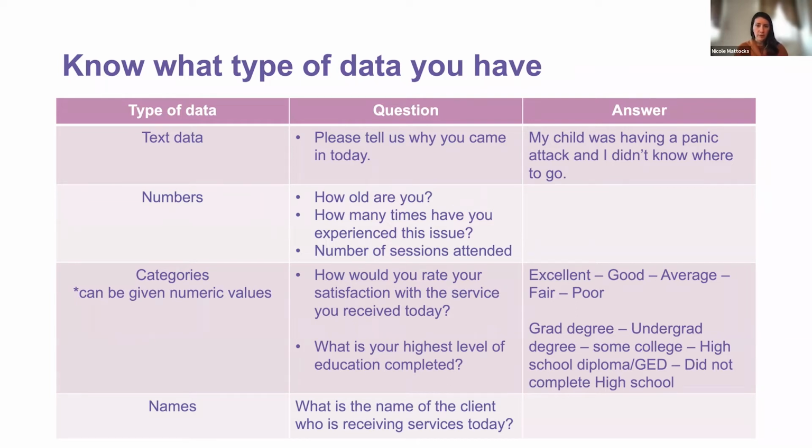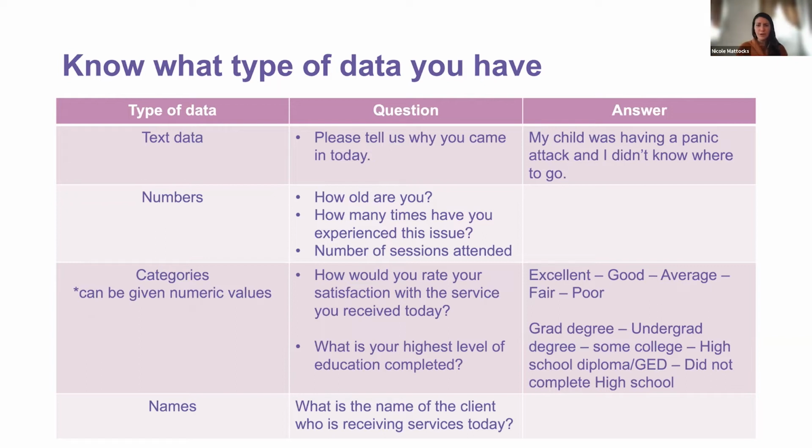So for example, a question would be, maybe, how would you rate your satisfaction with the service you received today? And responses could range from excellent to poor. And you might give each of those responses a numeric value. So excellent is 5, good is 4, average 3, fair 2, and poor 1. And when you assign these categories numeric values, you're able to use quantitative statistical analysis to explore the data that you've collected in a variety of ways. It adds some flexibility to the data that you have.